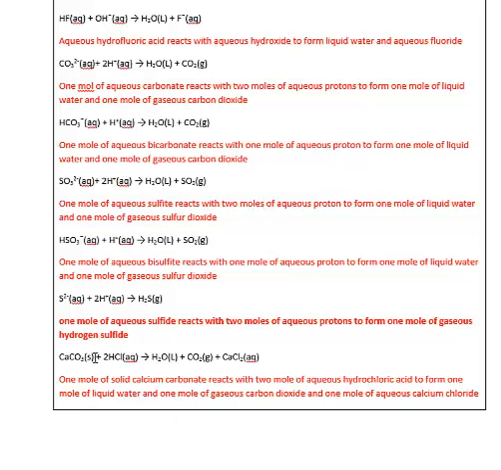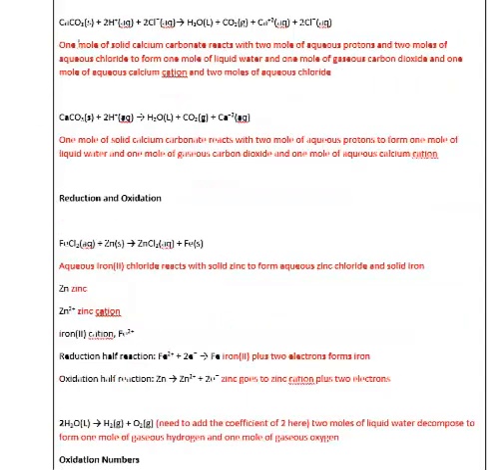1 mole of solid calcium carbonate reacts with 2 moles of aqueous hydrochloric acid to form 1 mole of liquid water and 1 mole of gaseous carbon dioxide and 1 mole of aqueous calcium chloride. 1 mole of solid calcium carbonate reacts with 2 moles of aqueous protons and 2 moles of aqueous chloride to form 1 mole of liquid water and 1 mole of gaseous carbon dioxide and 1 mole of aqueous calcium cation and 2 moles of aqueous chloride.